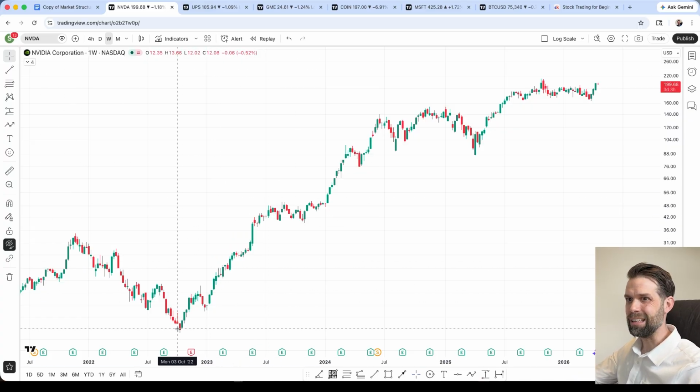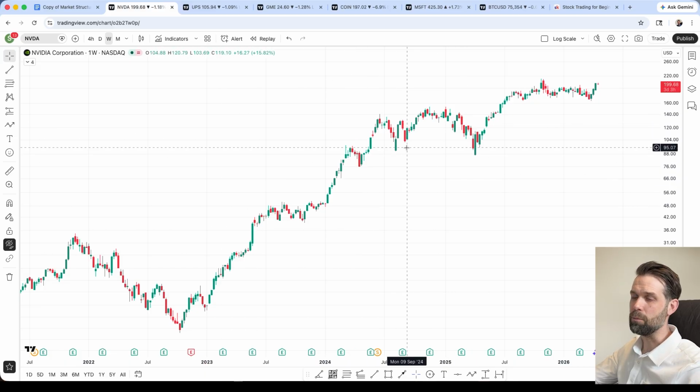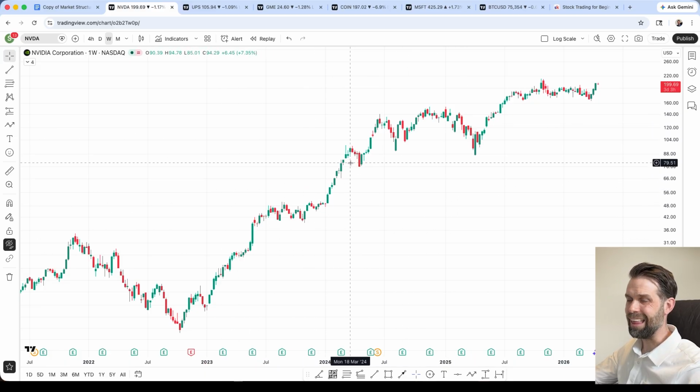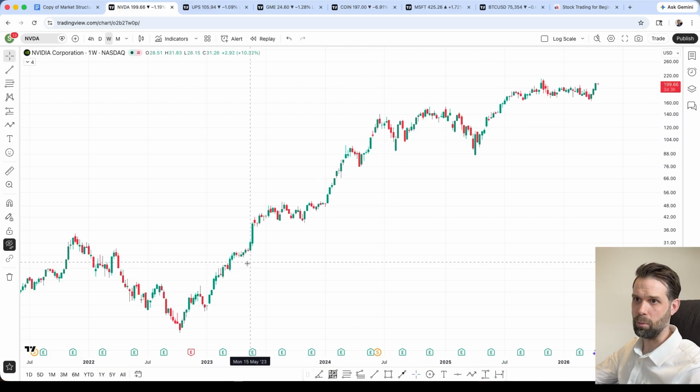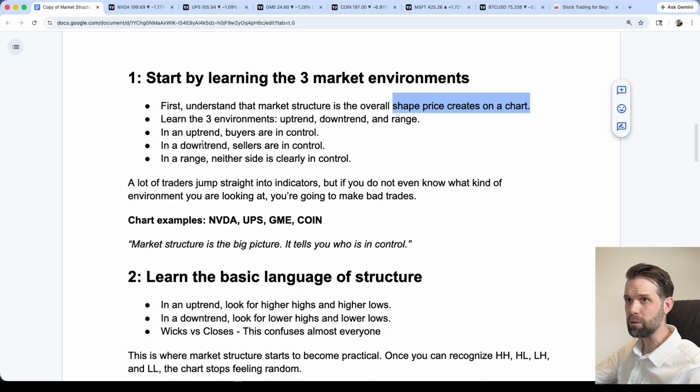And we can see that in the October 22, the bottom of the bear market here, the price action for NVIDIA was extremely bullish. And we can see that what basically has been carved out on the chart is market structure. So it's the shape that the price action creates on the chart that's referred to as market structure. So there are basically three environments with market structure. There's an uptrend, a downtrend, and a range.